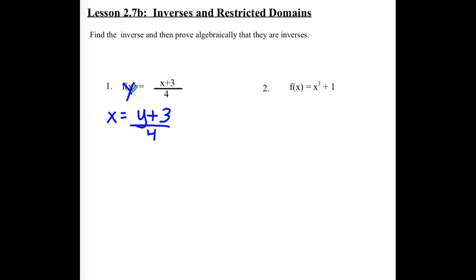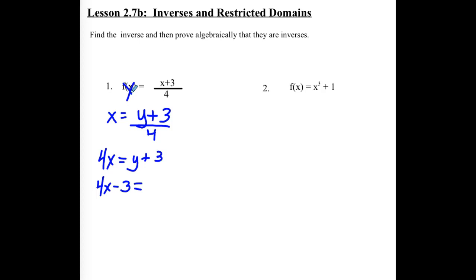Then what's our next step? Okay, we're going to multiply the 4 over. We're basically trying to solve for that y. And then our last step would be to subtract the 3. Okay? Now, that is equal to y, but what we have to decide is, do we leave it a y or do we change it to that inverse function notation?